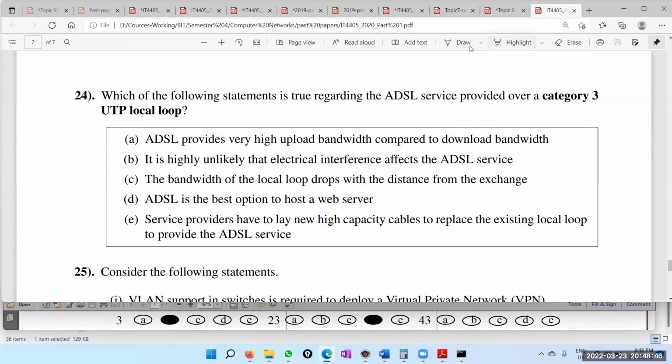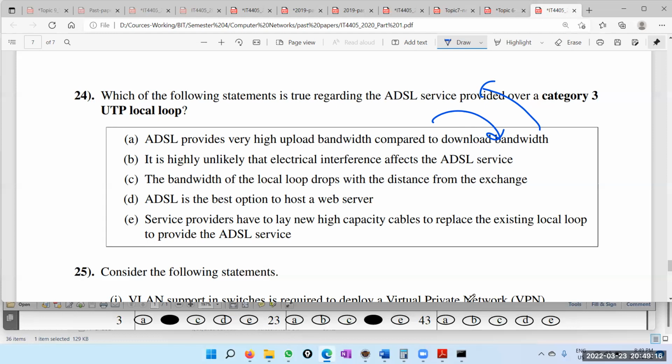Why do we call it asymmetric? We give higher bandwidth for download and smaller bandwidth for upload, because general users do more download and less upload. But when it comes to fiber optics and other things, the upload and download bandwidth is pretty much the same. Okay. Now I am connected using wireless actually. I am not using ADSL.